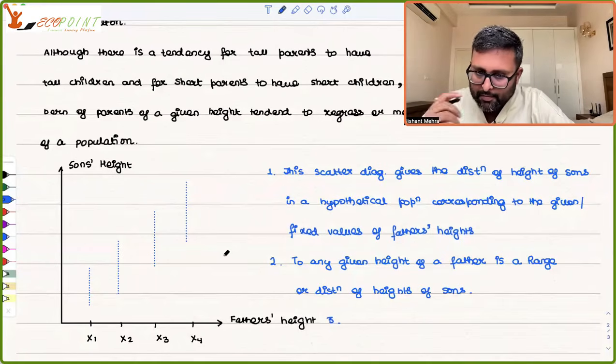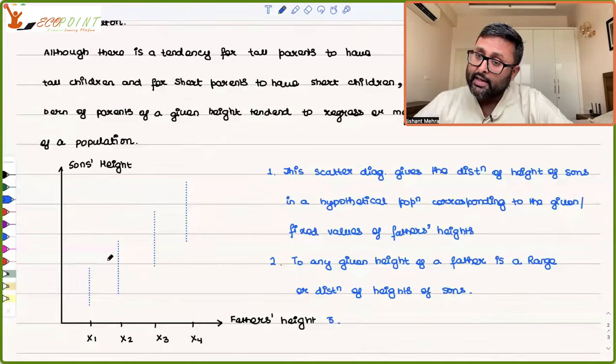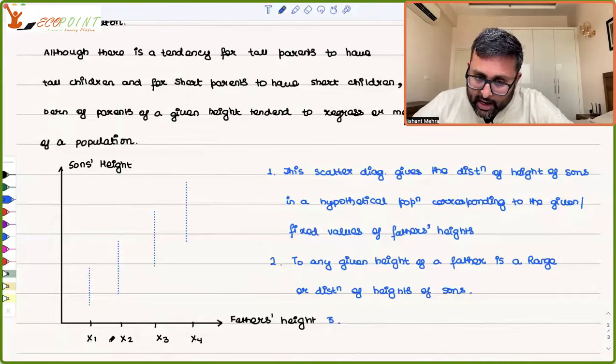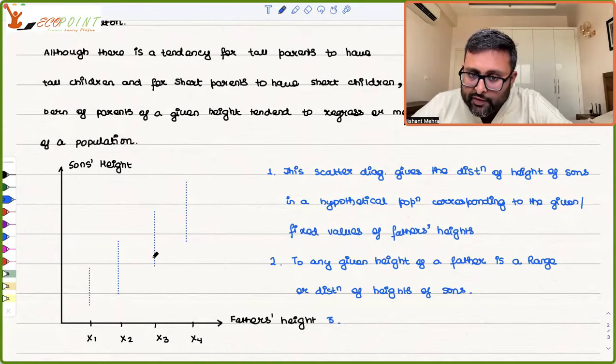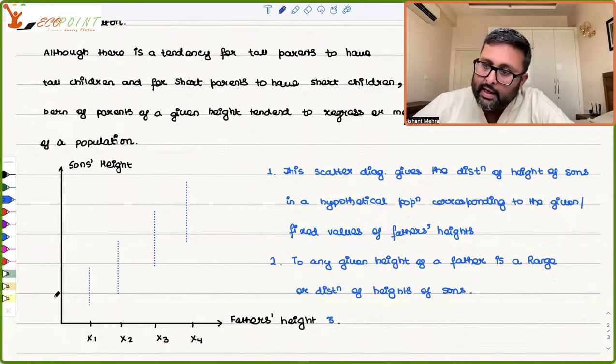There can be variability in the height of the sons. You can see this. Even for a given height of the father, there is a variability in the height of the sons, right? But what you are also seeing is that as the height of the father is increasing, the average value of the height of sons is also increasing.